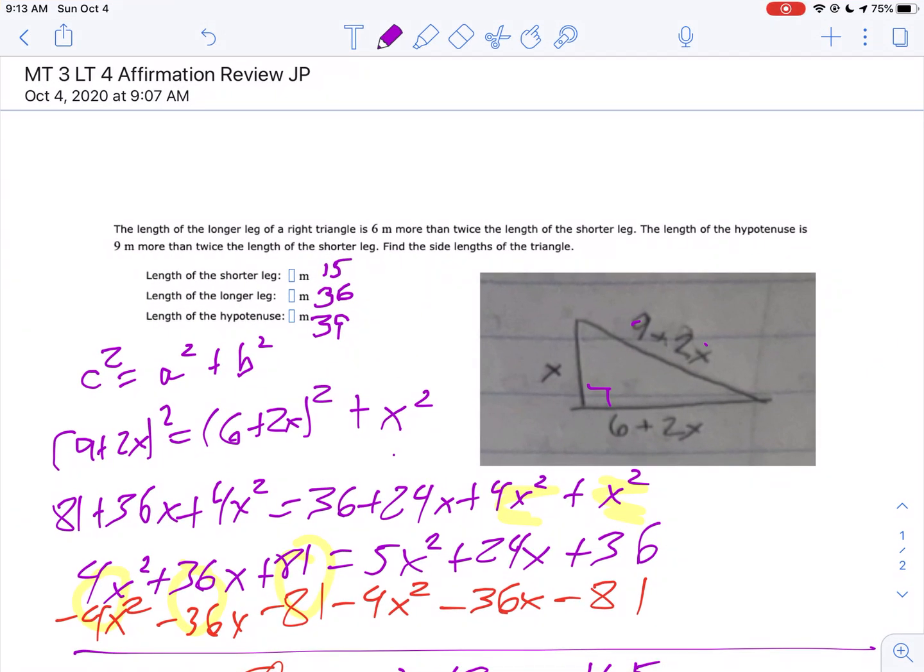Now, I gave you partial credit for this problem, so you mastered this affirmation, but I'm hoping you're watching it because it will show up again on your final affirmation and maybe someplace else. So you have to know how to do the problem completely, not just partially.